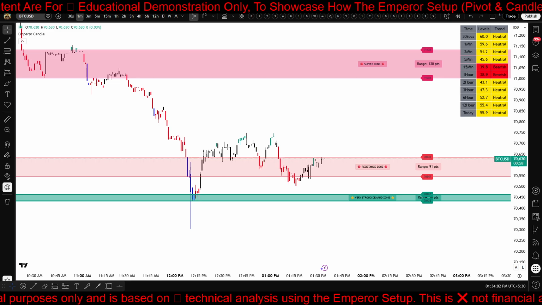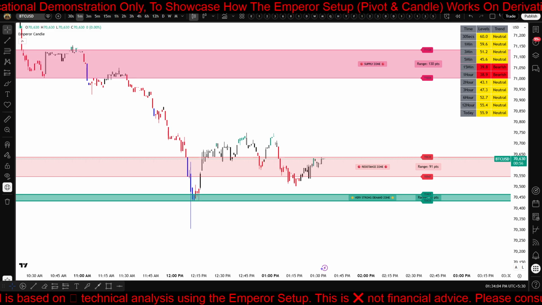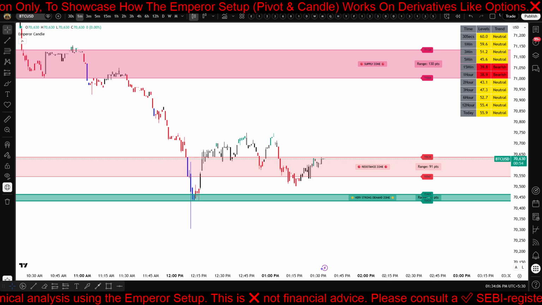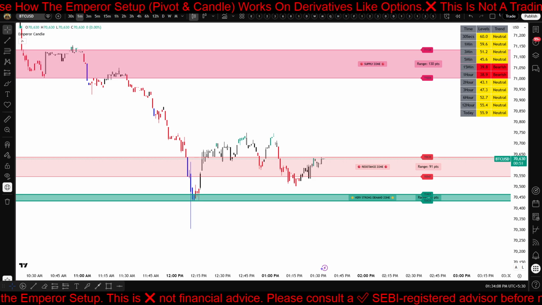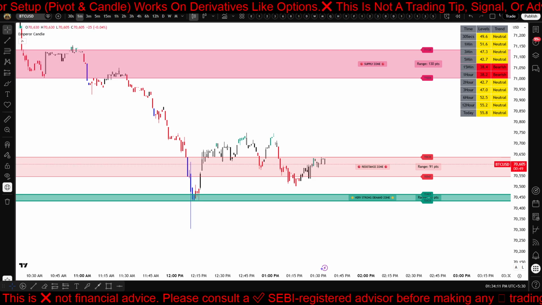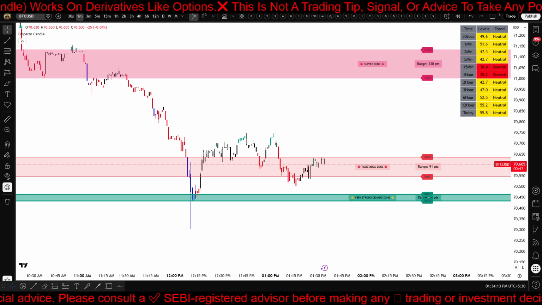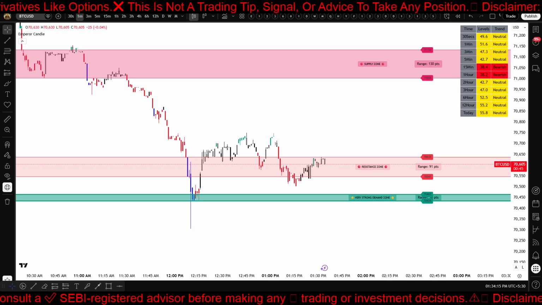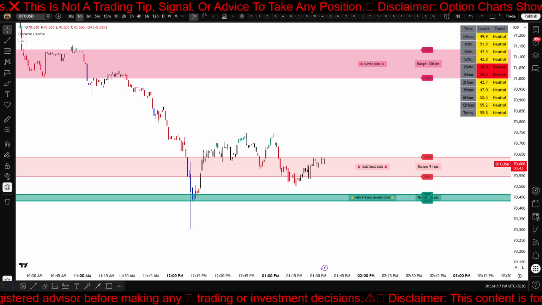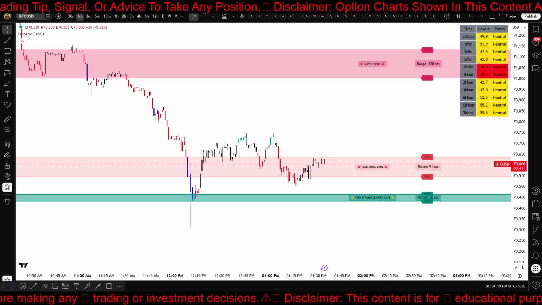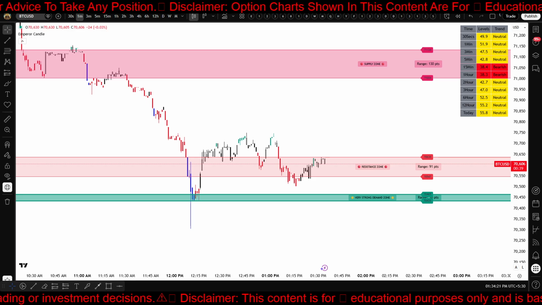Hello. Most traders understand support and resistance. Many traders also know about demand and supply zones. But the real question is, how do you actually take a trade using these zones? In this video, I will show you how to identify proper trade entries using the Emperor Candle system.